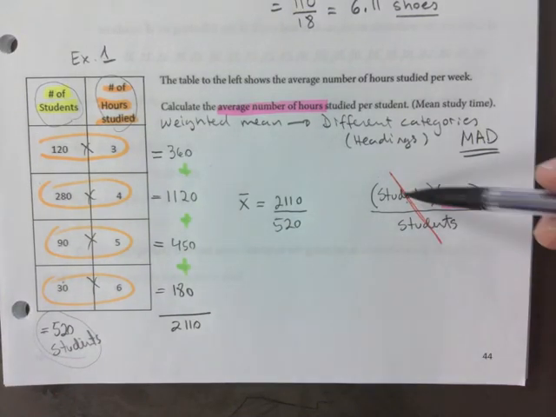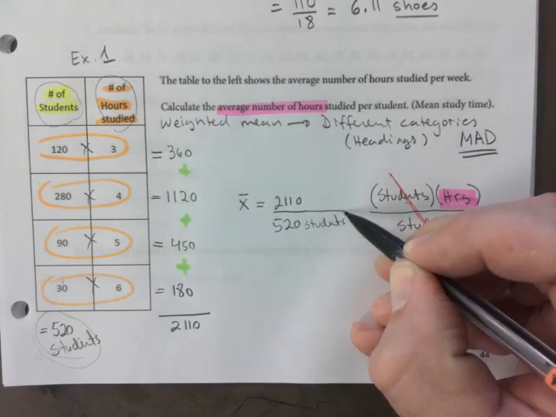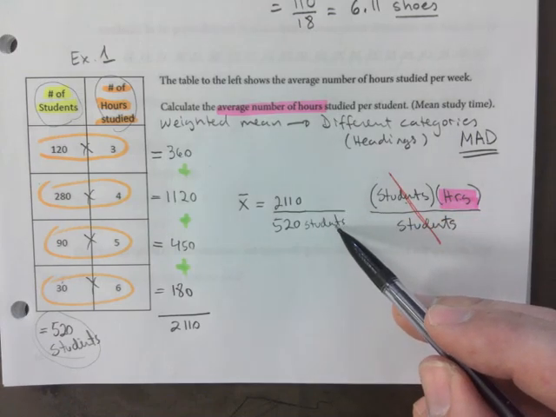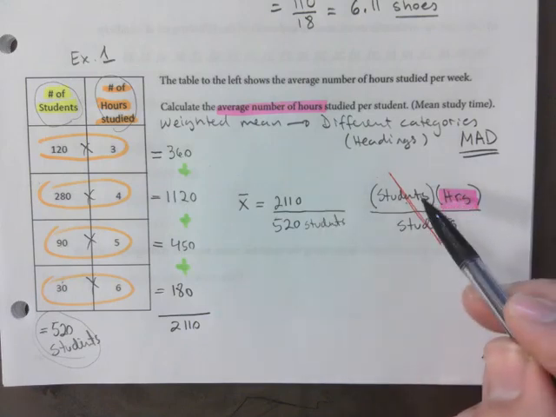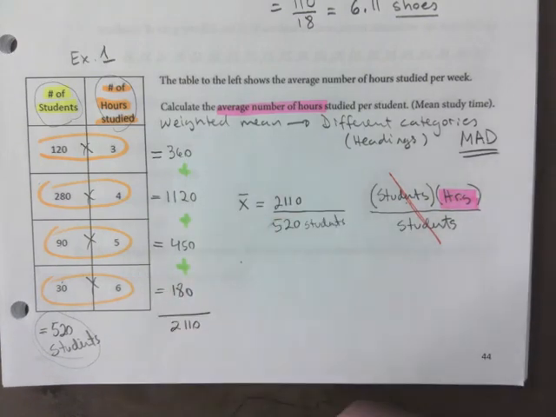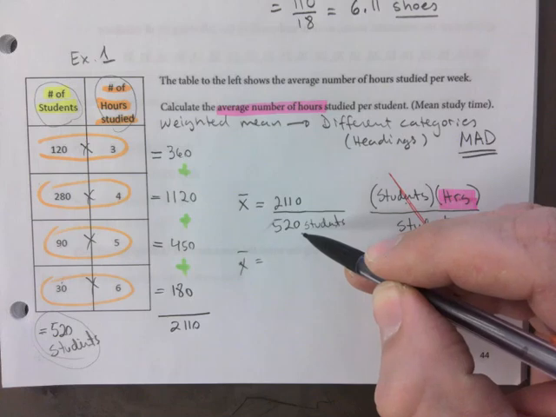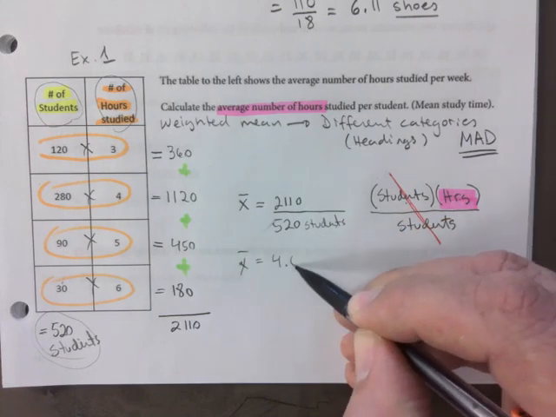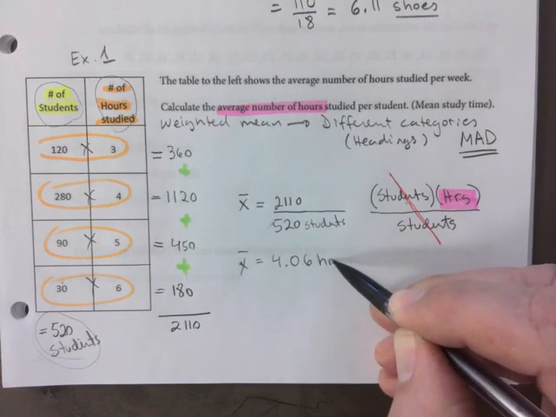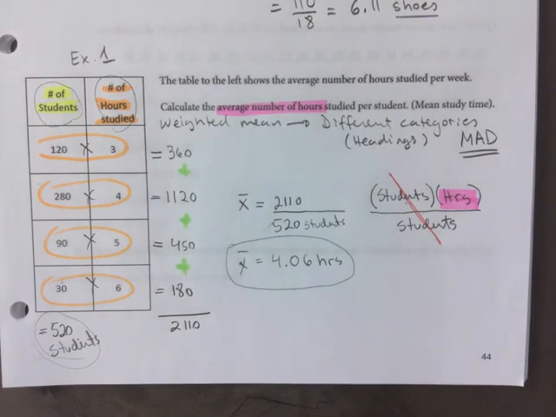Okay, because that's going to allow you to cancel out. So this is students. Okay, write down, make sure you have students there. And that's going to cancel out the student unit that is up top here. That's part of that number right there. So let's figure out our final. Final answer is this divided by 520, which is 4.06 hours. Okay, so on average, students study about 4 hours or so. Not bad.